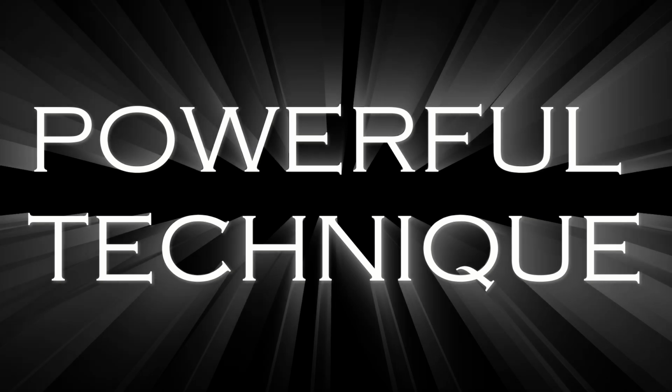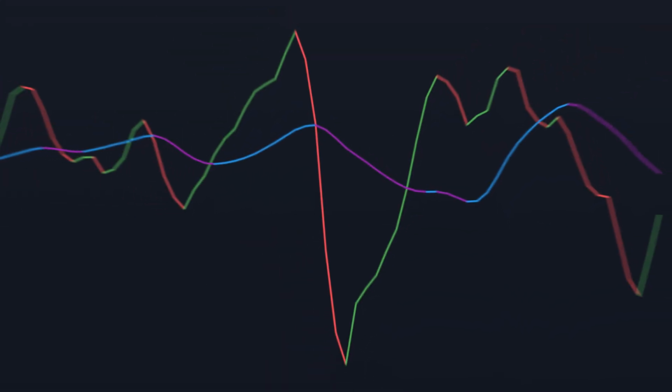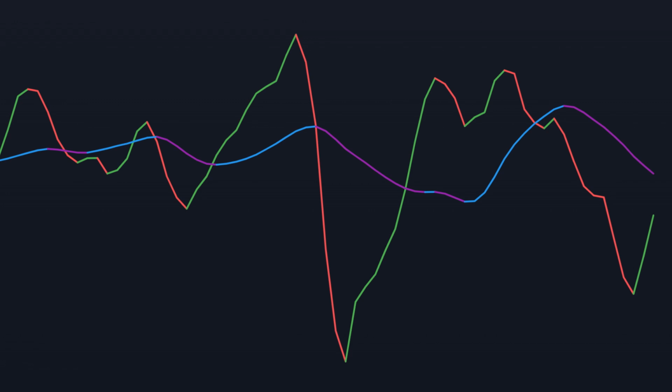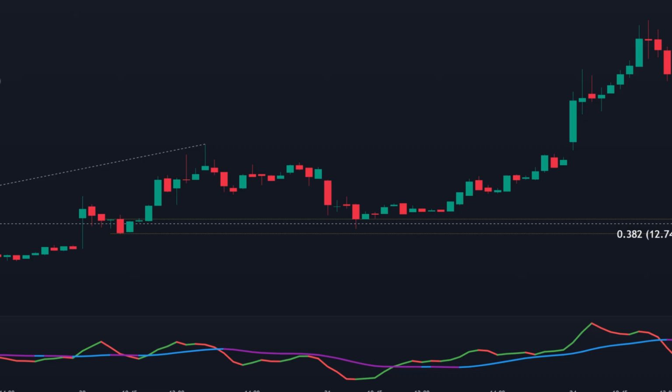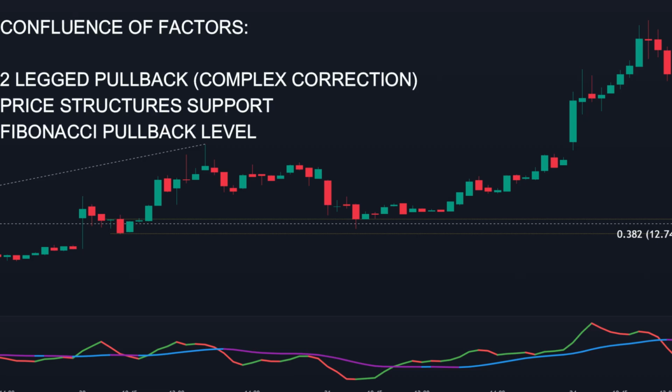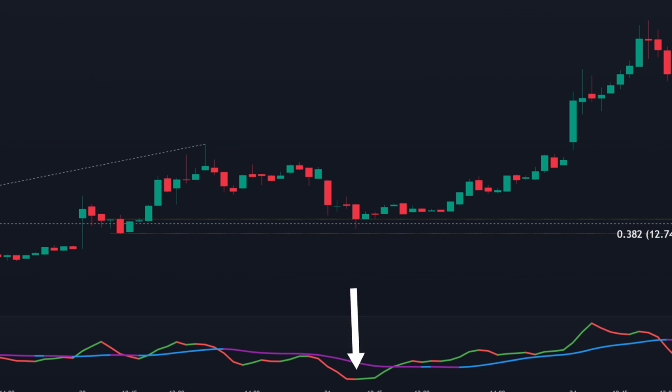And another really powerful technique for timing your trades is a momentum indicator, like the 3-10 oscillator. Now, momentum indicators just measure the rate of change in a stock's price, and they can help identify potential entry and exit points. And one effective method is to look for a hook in the momentum indicator.